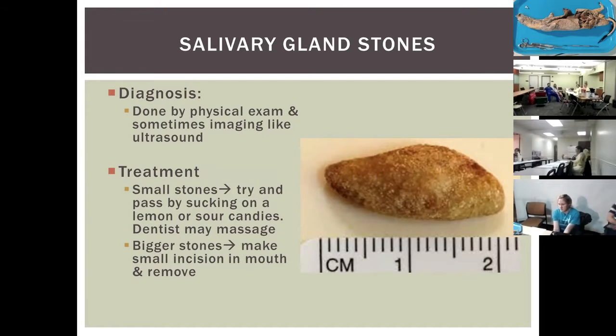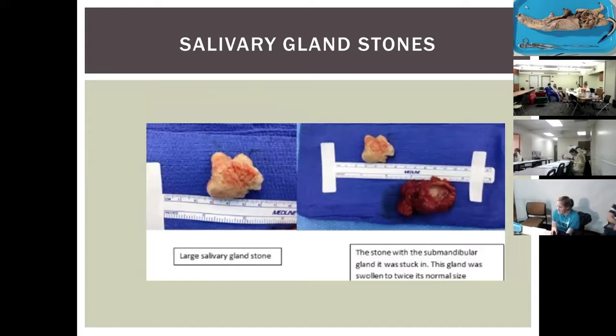But bigger stones, they would have to make a small incision in the mouth and remove it. This stone over here, I would imagine would have to be removed by an incision because it is 2 centimeters long. Here is another picture of salivary gland stones. Here is a stone. You can see it's rather large, and it came from the submandibular gland. It actually caused the submandibular gland to swell to twice its normal size.